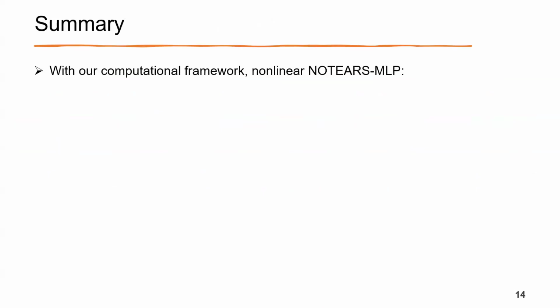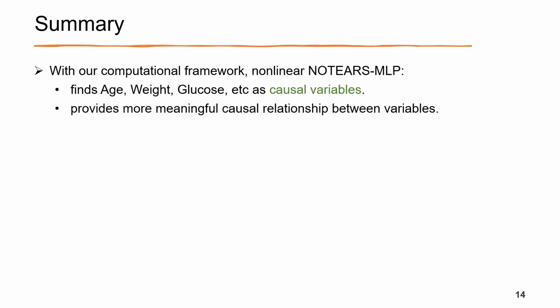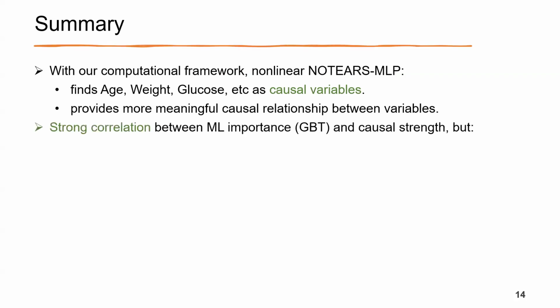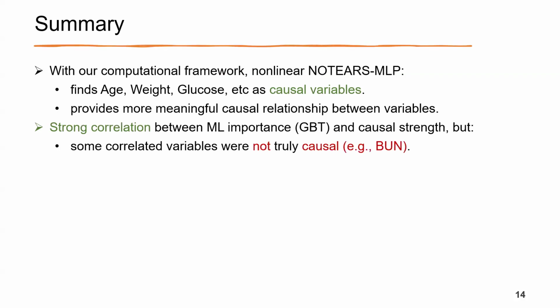Therefore, the summary of this work is that with our computational framework, the nonlinear NOTEARS MLP model finds age, weight, glucose, and other variables as causal variables, and it provides more meaningful causal relationships between variables. And also, we found a strong correlation between feature importance from the GBT model and causal strength, but some highly important features do not truly cause disease.